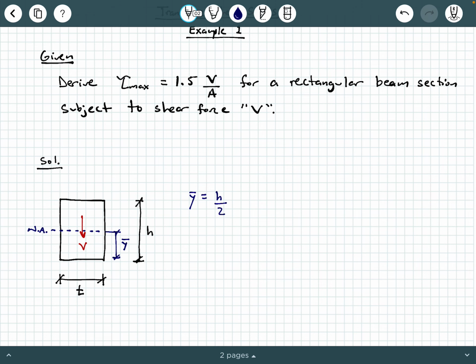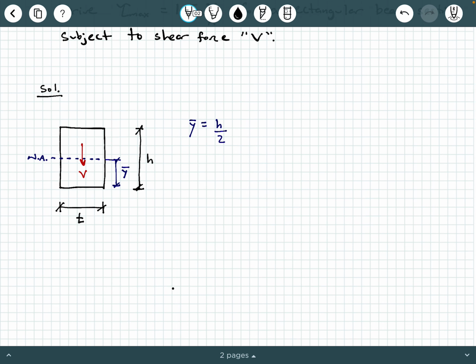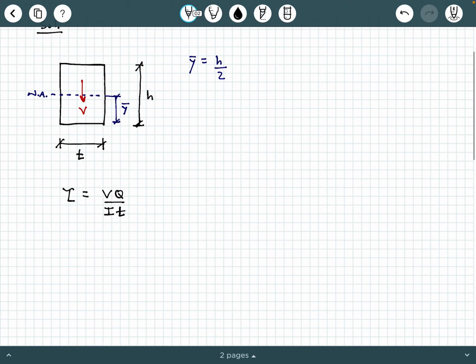So how do we derive this? Well, we're going to start with our governing formula for beam shear stress. So we're going to start with tau equals VQ over IT. That's what we're going to start with. Now, let's dissect all of these pieces.